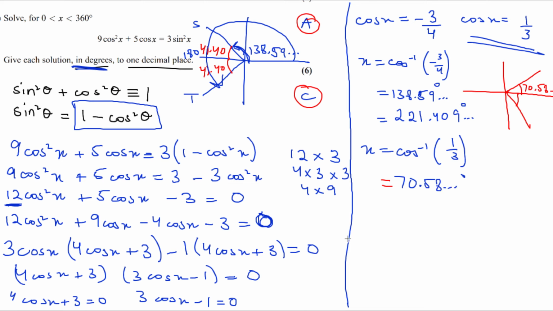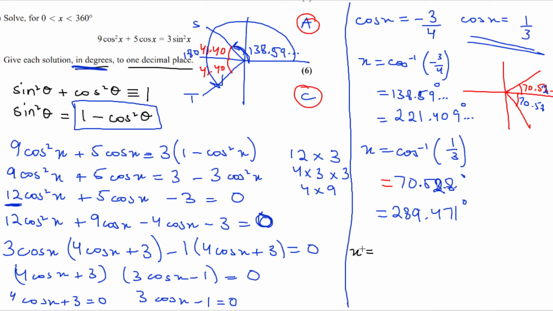Okay. And the other solution, simply what we can do is we'll do 360 minus 70.528, okay? So we have 360 minus answer, and I get 289.471 degrees.